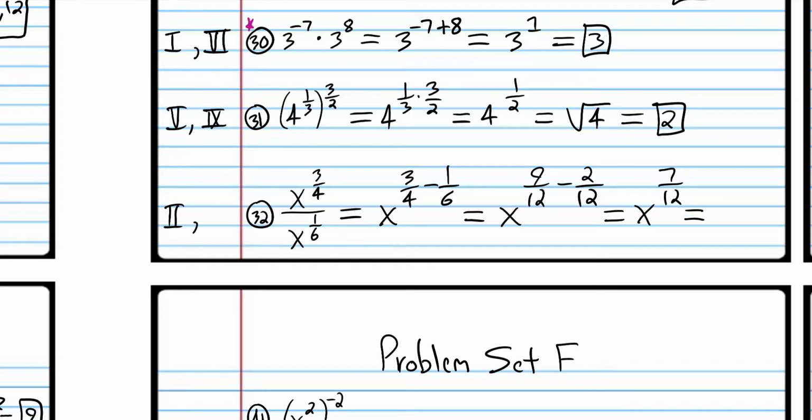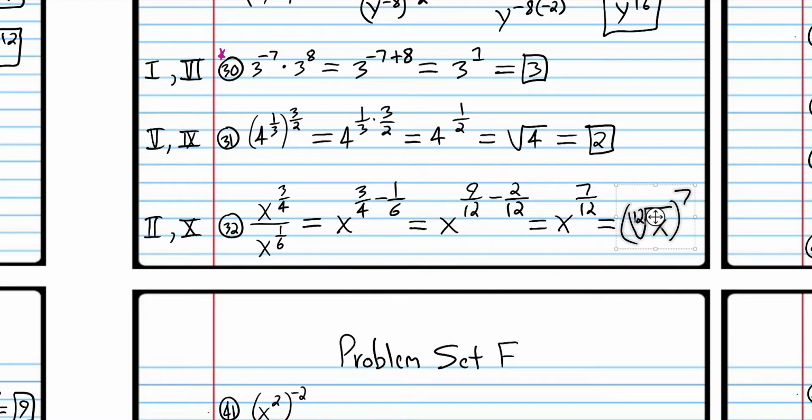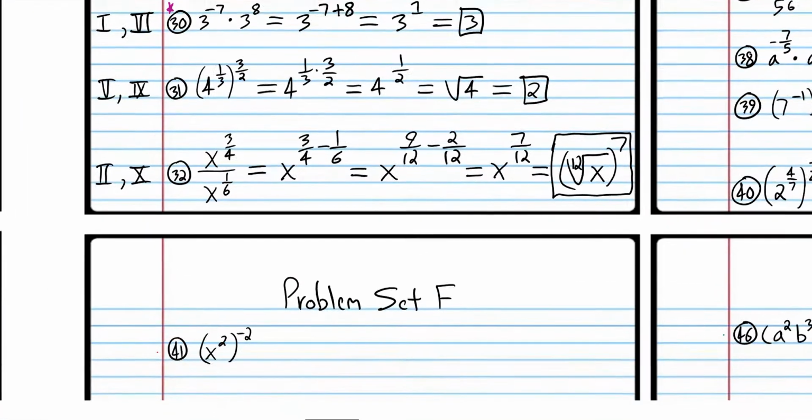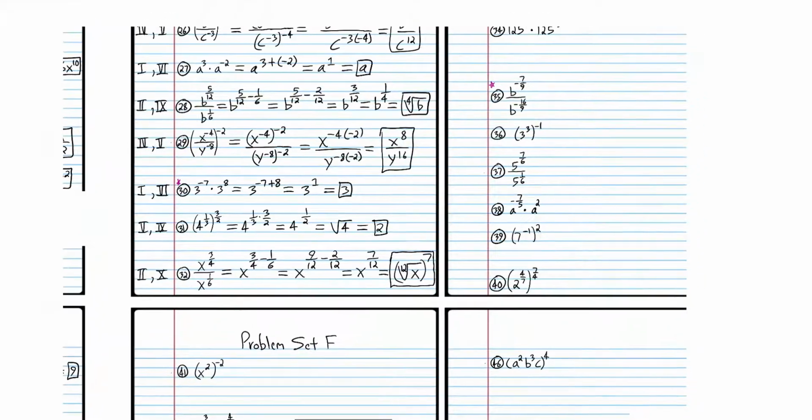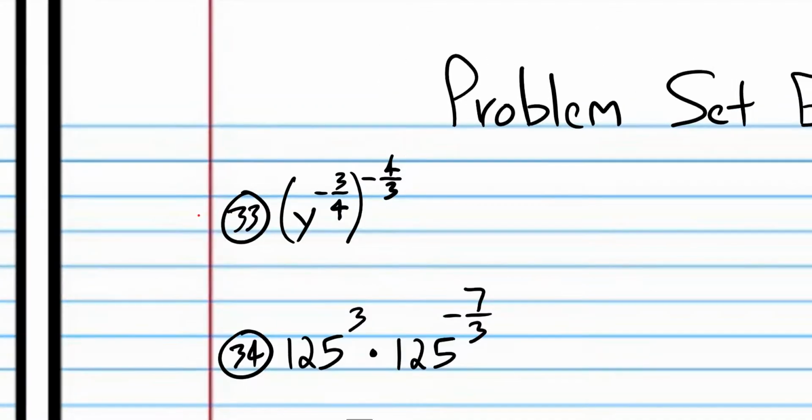And we can't leave our answer with a fraction exponent, so we have to use rule number 10, which tells us that it equals the 12th root of x, all raised to the 7th power. Let me get a little more room here. And of course, we need to rectangle our final answer. Okay, so let's try another problem set here. Let's do these together.